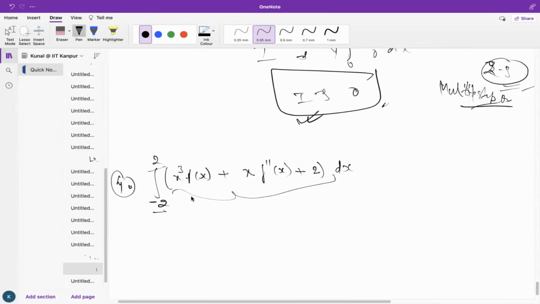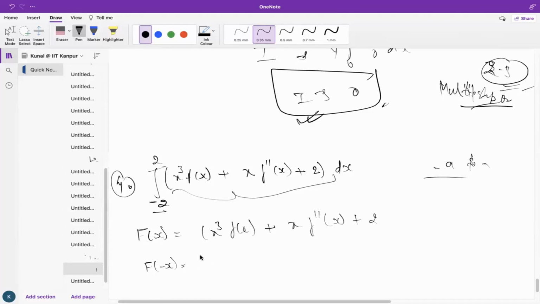So we can apply the odd even rule here, because our limit varies from -a to a. So what I have to do is first check our given function, f of x, which is x cube f x plus x f double dash of x plus 2. So what is f of minus x? Let me first check whether the given function is odd or even.